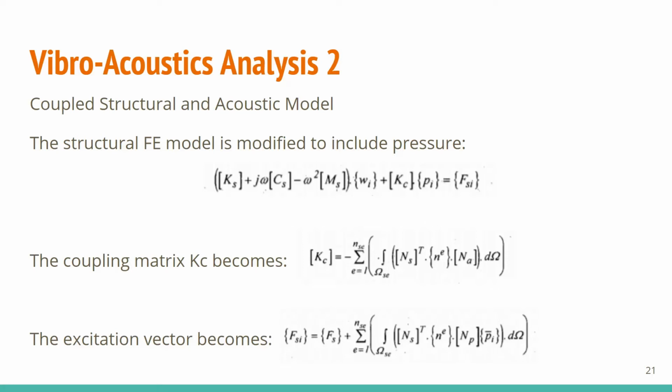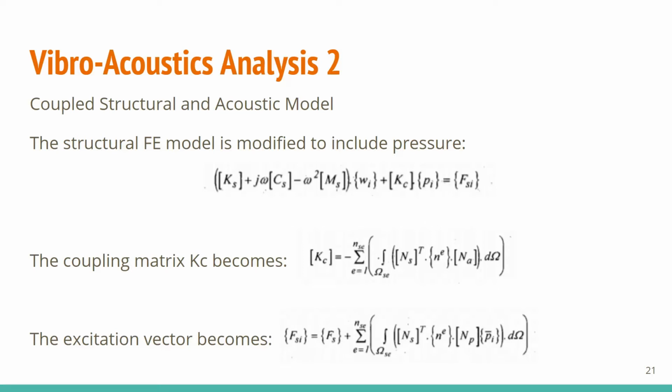So that's the contribution of the acoustic system to the structural system. And then Fsi. Notice that there's a slightly different F, and that's because you're going to see later what that is. A coupling matrix Kc becomes the sum from i equals 1 to NSE of the shape functions relating to both the structure and the acoustic system applied across d omega, omega being the boundary between the two. The excitation vector thus becomes Fsi equals Fs.